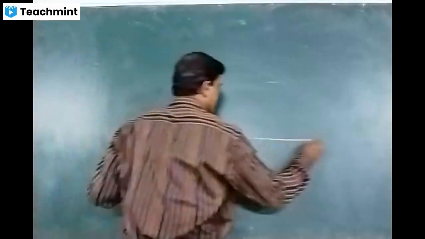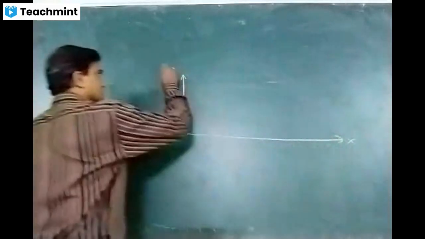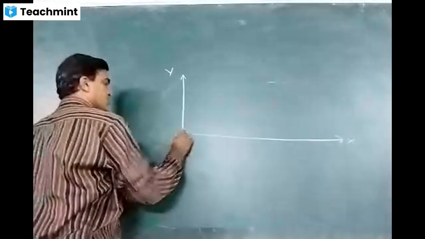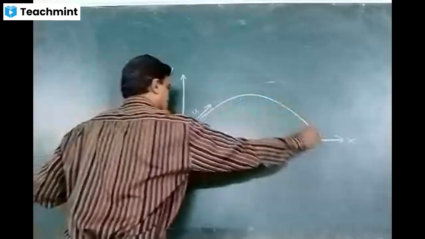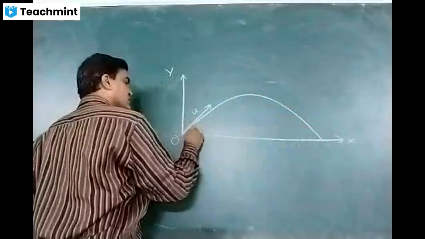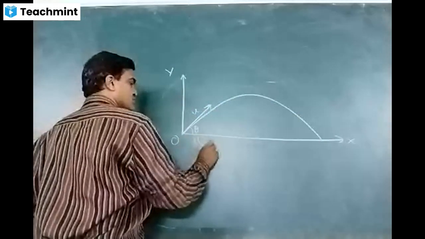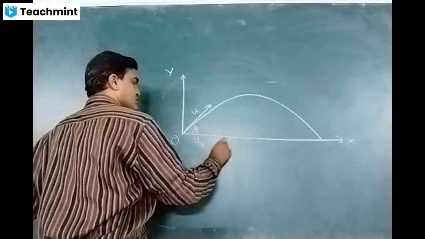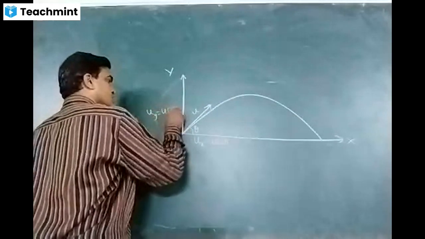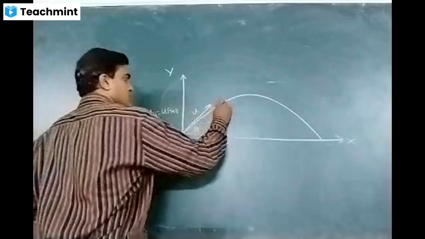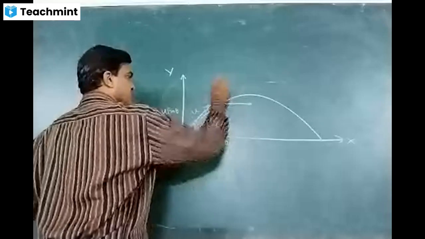The diagram is nothing but the projectile diagram, oblique projectile diagram: x-axis, y-axis, origin, velocity u making an angle theta, ux is equal to u cos theta, uy is equal to u sin theta. After time t seconds, the particle reaches point P.